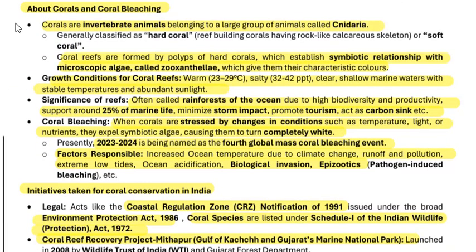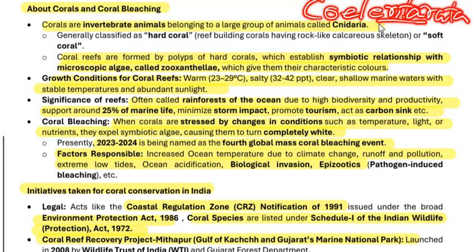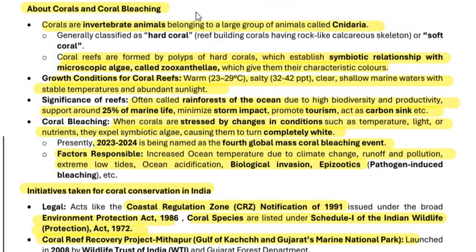Next, coming to coral and coral bleaching. What are corals first? Corals are invertebrate animals belonging to a large group of animals called Cnidaria, also called Coelenterata. When you read the animal classification of Whittaker, the first group is Porifera, next is Cnidaria or Coelenterata. So this comes in Coelenterata or Cnidaria, it is the same thing. Corals are generally classified as hard corals or soft corals.